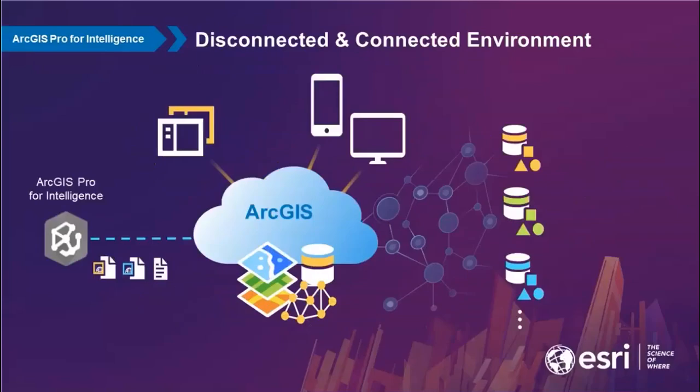Pro for Intel can also work in a disconnected environment, locally on a single machine, and synchronize with the ArcGIS Enterprise once you become reconnected. It's very important for those of you who are deployed on operations where connectivity is not always available 24/7.